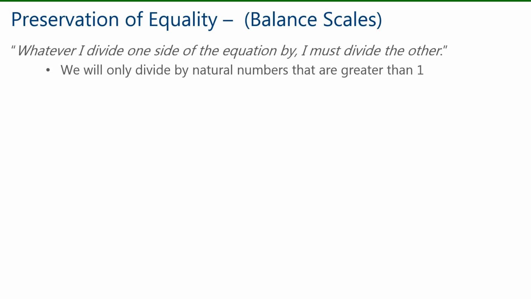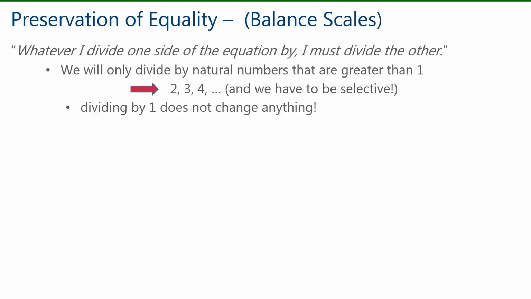We will only divide by natural numbers that are greater than 1, so numbers like 2, 3, 4, but we have to be selective here. In order for our modeling to truly work and to demonstrate how division and the preservation of equality are linked, we have to be a little bit picky over the values that we choose. I'll explain that as we go through the examples. And of course, dividing by 1 does not change anything.